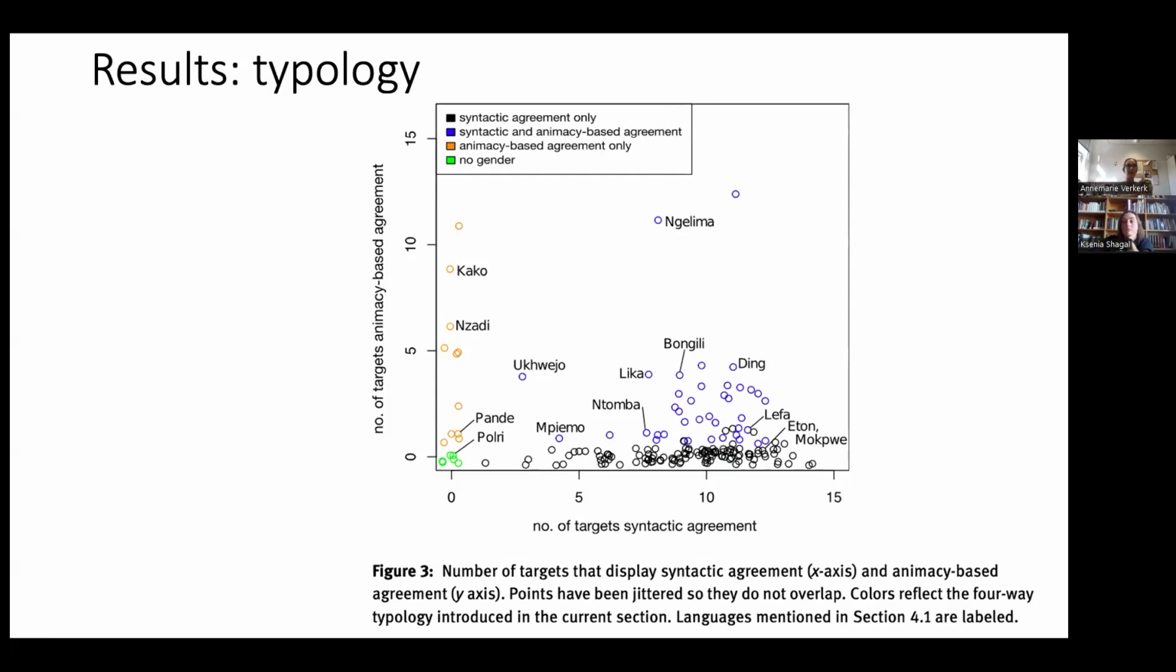But we have languages that have exclusively syntactic agreement. These are the black languages over here. They have 0 targets for animacy-based agreement. And then we have languages that take both, right? These are in blue. They are basically filling up this part of the plot. But interestingly, of course, this is only very sparsely populated. So that means that if languages take syntactic agreement, they tend to take animacy-based agreement on a moderate number of targets, right? So below 5. Neglima and one other language are the outliers here. And then in orange, we have languages that take animacy-based agreement only. And in green, we have languages without any gender, right?